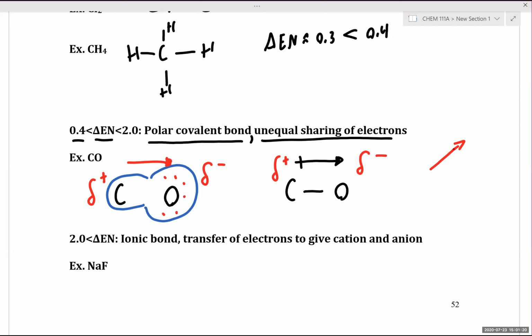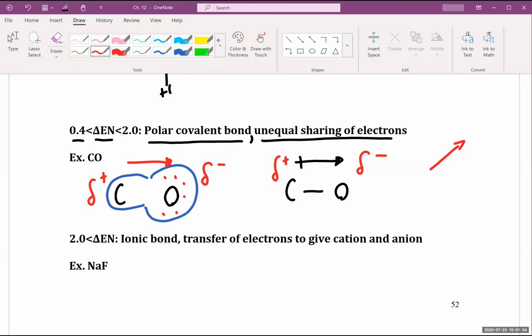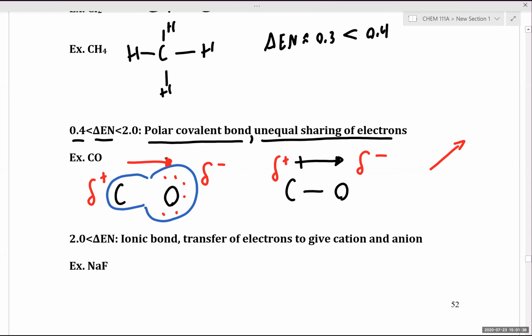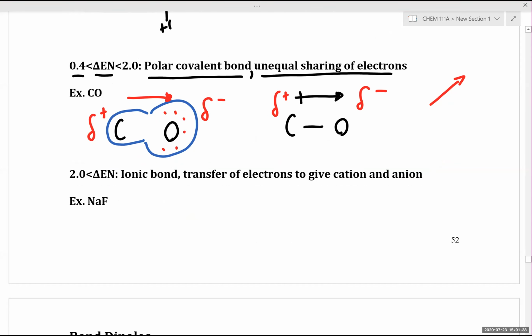So in essence, if you have two different nonmetals bonded together, the bond will almost always be polarized. Does that make sense? Yeah, I see that. Thank you. Perfect. So once you end up with a very large difference in electronegativity, this primarily occurs if you have a metal plus a non-metal, you end up crossing a threshold and you now have an ionic bond.